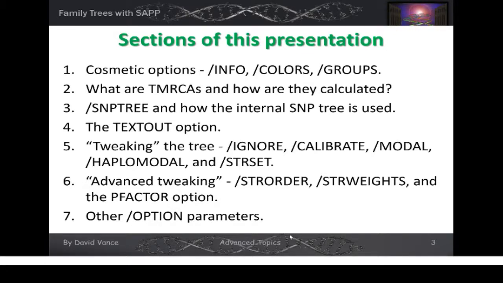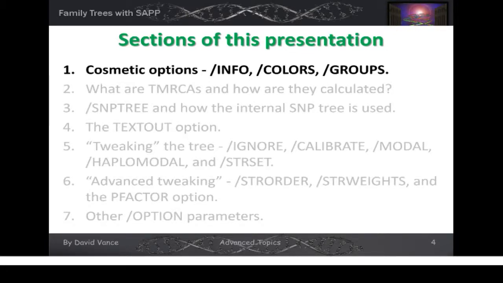The first topic that we'll talk about are the cosmetic options. Now, these have no effect on how SAPP produces a tree. They have no effect on the internal calculations at all. They're simply used to change the output tree in various ways.